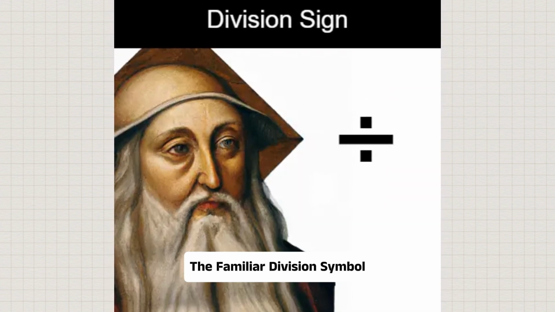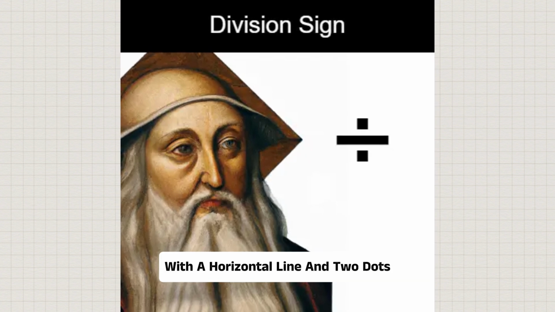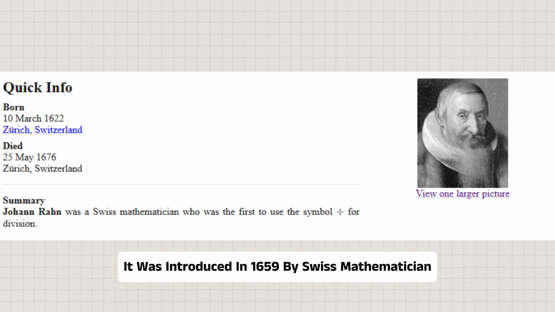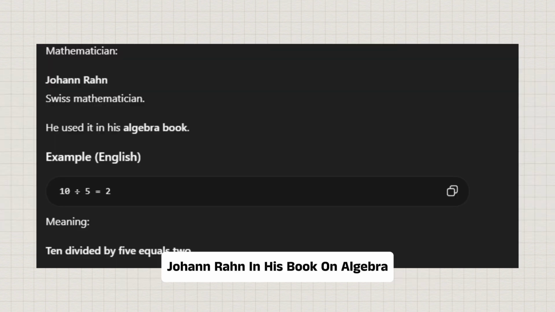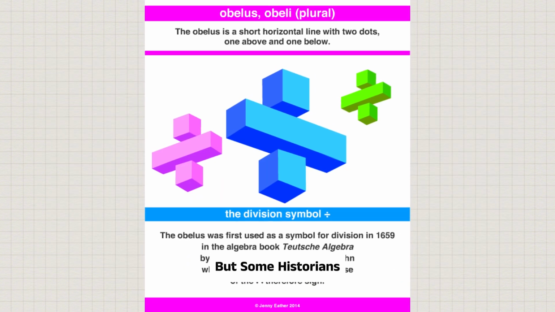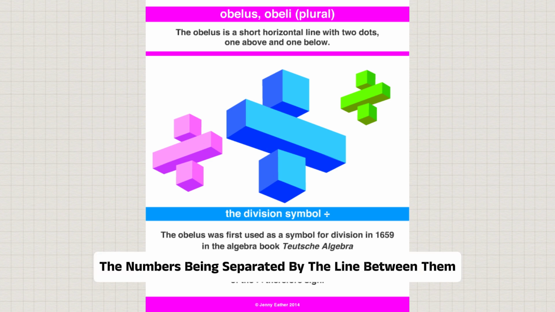The familiar division symbol with a horizontal line and two dots is called the obolus. It was introduced in 1659 by Swiss mathematician Johann Rahn in his book on algebra. The exact meaning of the two dots is not fully certain, but some historians believe they were meant to represent the numbers being separated by the line between them.